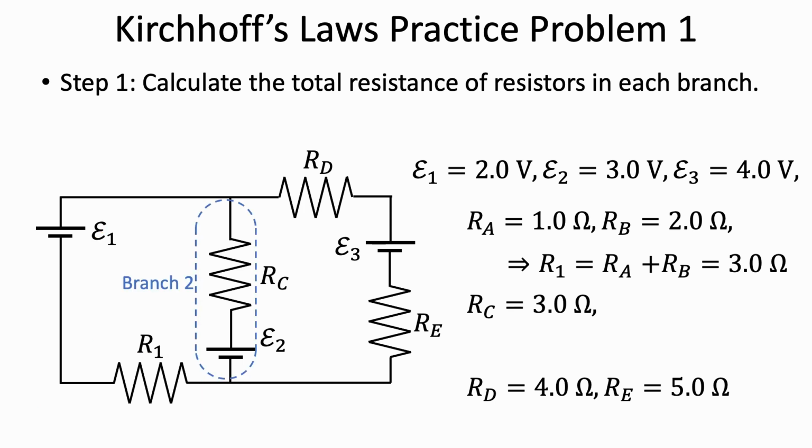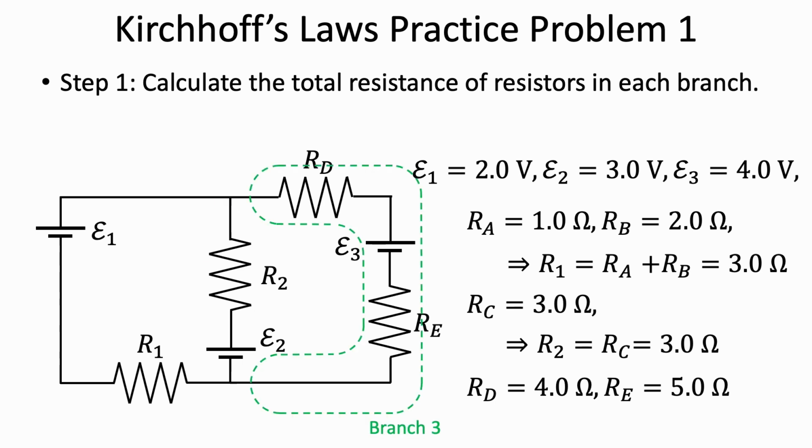Branch 2 only has 1 resistor, so there is no total resistance to calculate. But for consistency, I will relabel it as R2 instead of RC to remind ourselves that it is the resistor in the second branch. The value of R2 is the same as that of resistor RC, or 3 ohms.